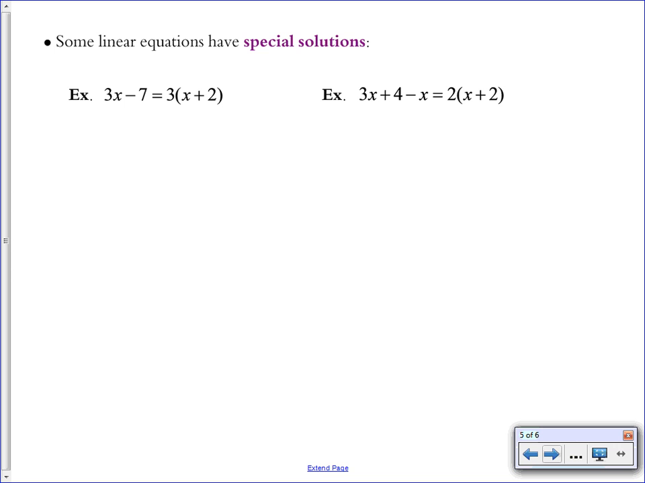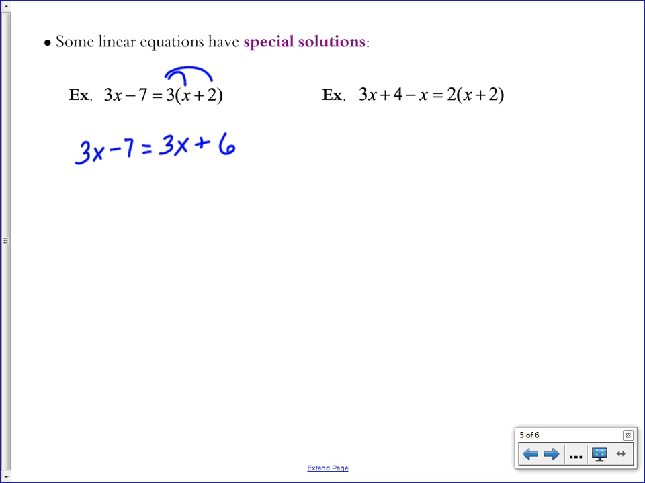Some linear equations have special solutions, and you'll see as I start to solve these using the methods we've previously learned, you'll see why I call them special. So in this first equation, I see I have some distribution I can do, so I'm going to start by doing that. 3x minus 7 stays on the left. On the right, I'm going to distribute that 3. 3 times x is 3x. 3 times 2 is positive 6.